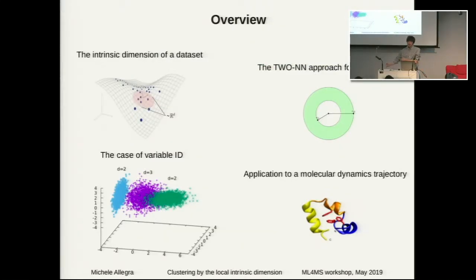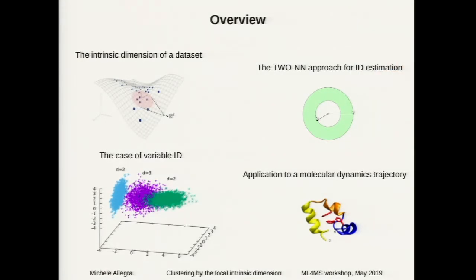So I just give you a brief overview of the topic I'll discuss. I will first tell you what the intrinsic dimension is. Then I will quickly present you an approach to estimate the intrinsic dimension, which is called the 2NN approach. Then I will tell you how we extended the 2NN approach to the case of what I will call a variable intrinsic dimension. And finally, I will show you an application of our new method to a molecular dynamics trajectory.